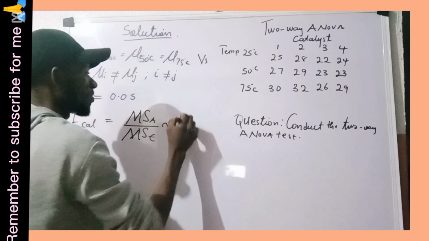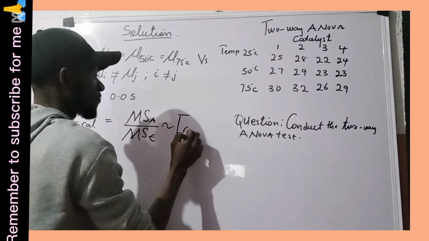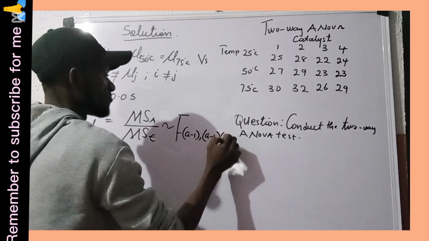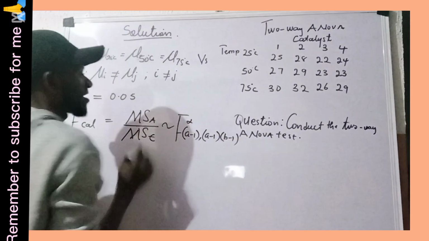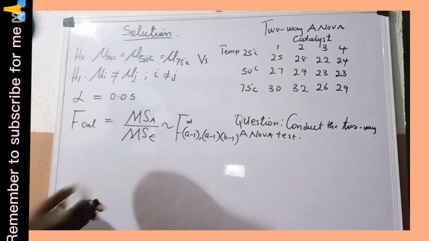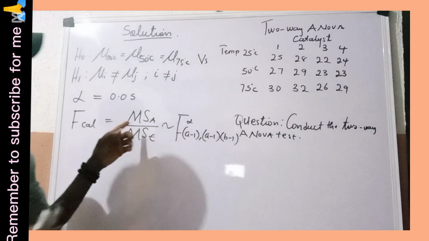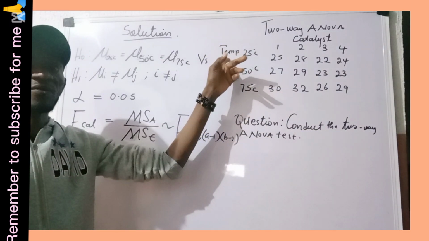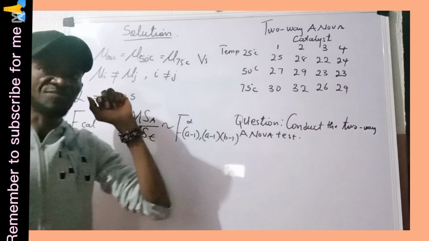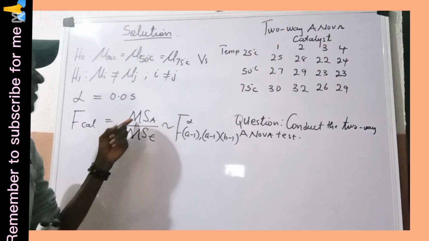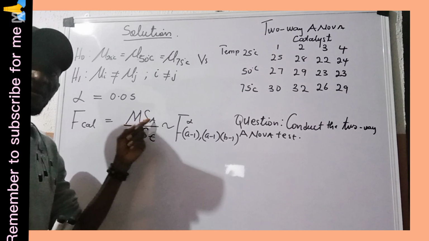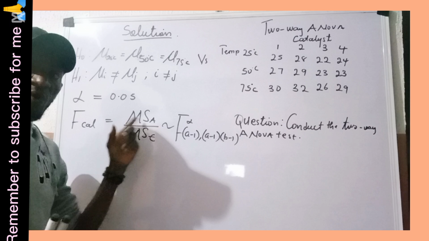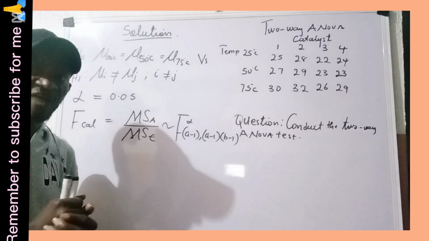Of course, this follows F of A minus 1, comma, A minus 1 into B minus 1 at alpha, which of course is 0.05. I will explain what we mean here. In this test, I am going to call this my temperature factor A and call this my catalyst factor B. So what I mean here by MSA is mean square of factor A all over mean square error. That is what we call our F cal or F calculated.